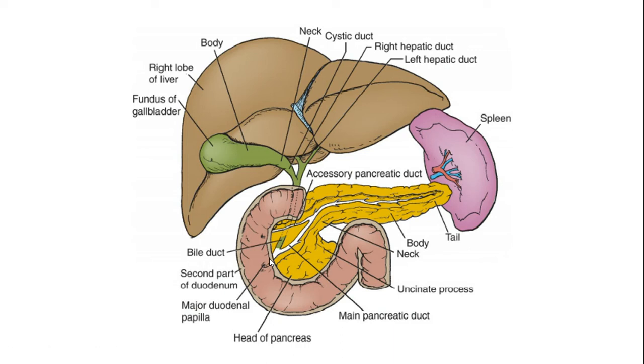Next is the accessory duct of the pancreas. So this one is your accessory duct. When present, it drains the upper part of the head and then opens into the duodenum a short distance above the main duct, on the minor duodenal papilla, right here. The accessory duct frequently communicates with the main duct.